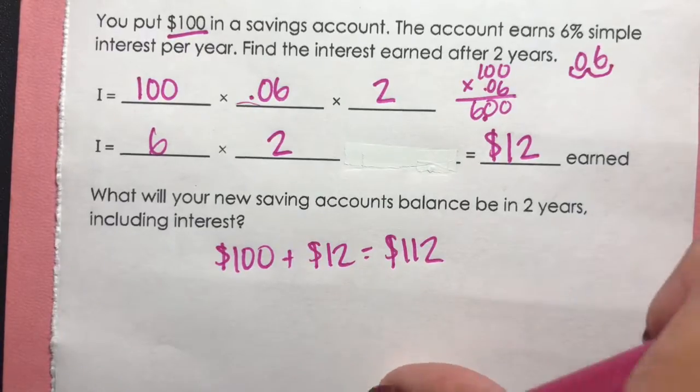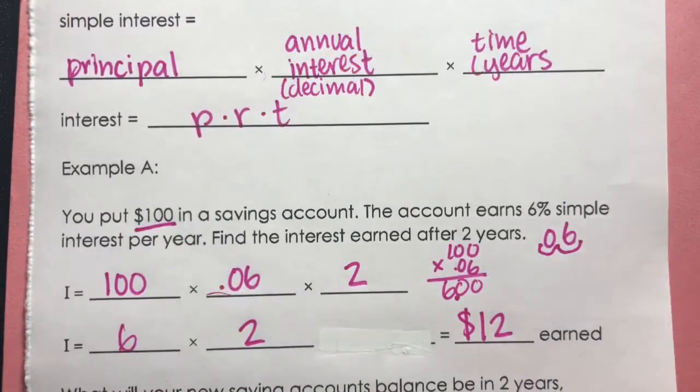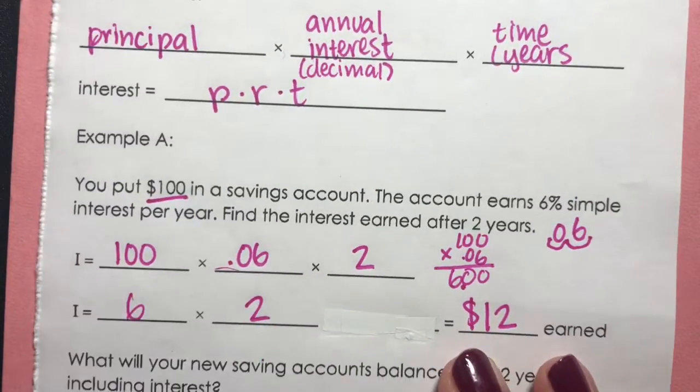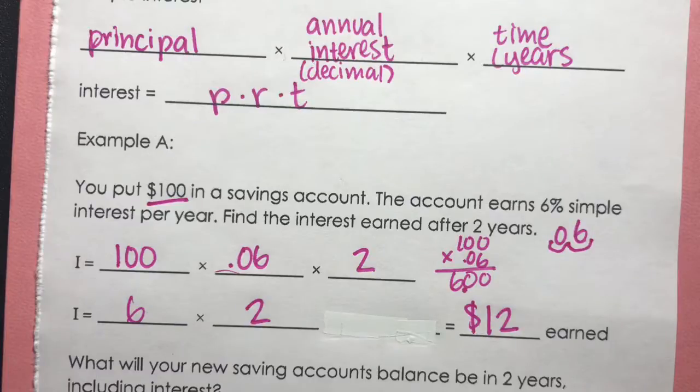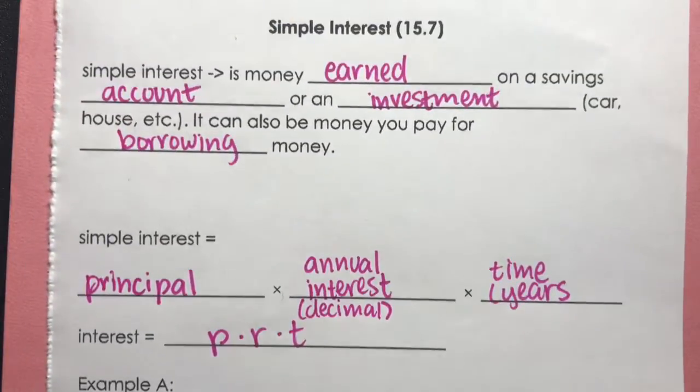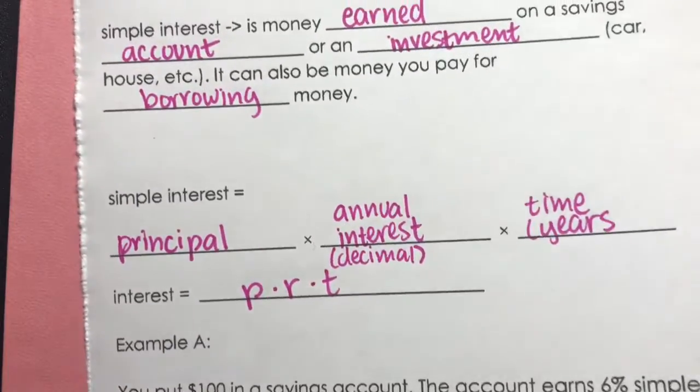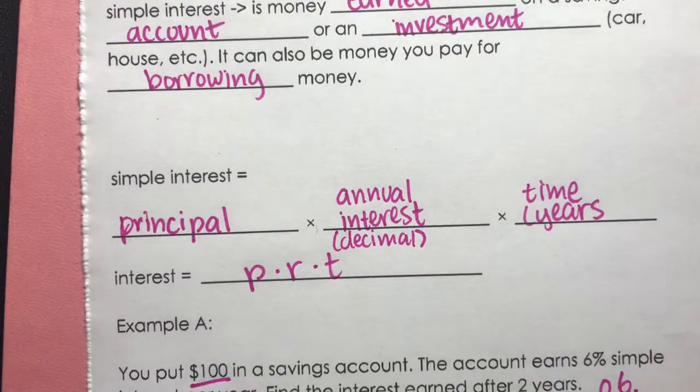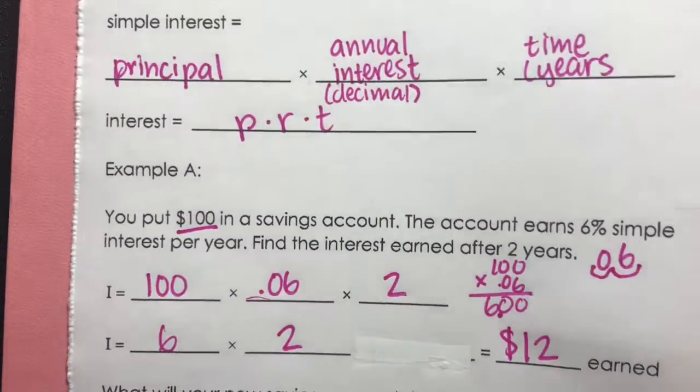So if you look at this, finding the simple interest is actually really easy. It's just multiplication. You're just multiplying 3 numbers together in order to find the amount of money earned from simple interest in a problem. So as long as you know how to multiply and multiply with decimals, you should not have a hard time doing this. It's actually really simple. You're just multiplying. And again, this is something you absolutely have to know how to do, just for life purposes.